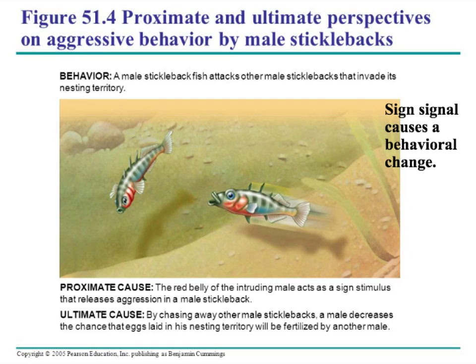And why does the other male attack it, the ultimate cause? That is because, again, he is trying to protect his territory, especially when females lay eggs and fertilization is external. And your book goes into the differences between internal and external fertilization. So the male wants to make sure that the eggs he's protecting are his and not fertilized by another male.